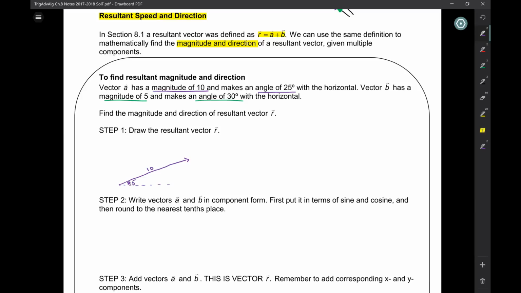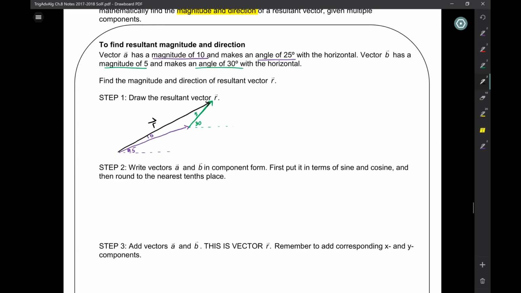Now the other one has a magnitude of 5 and an angle of 30. Magnitude of 5, so basically that's half the length, right? And an angle of 30. And I have to draw that second vector where? Here, right? So at the tip of it. So if that's the horizontal, here's how that goes. Like 30 degrees, like that. Okay. So what does the resultant look like? This. So we just drew the resultant. Perfect.